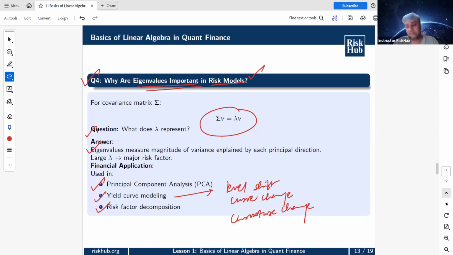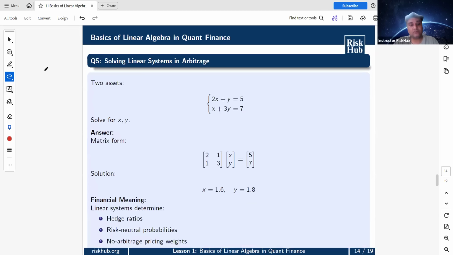Then once we have seen this, we get to the next part. We try to solve another question, which is solving linear systems in arbitrage. Basically, the idea is that we can have two equations: 2x plus y equal to 5, x plus 3y equal to 7. We solve for x and y, right? x is equal to 1.6 and y is equal to 1.8, right?